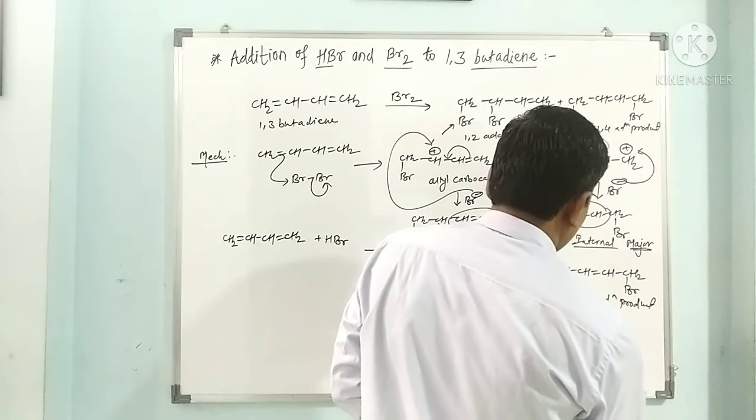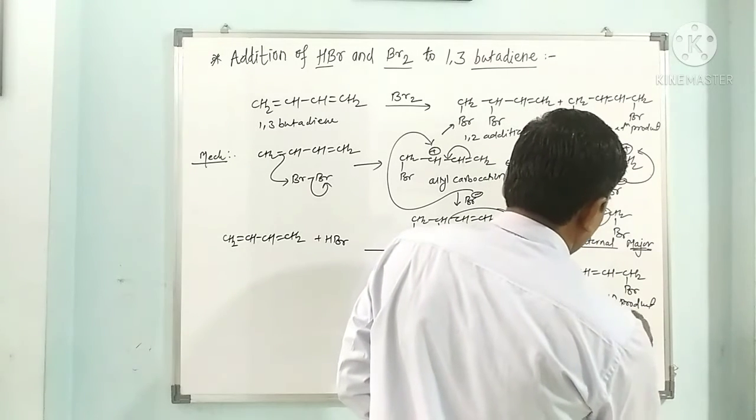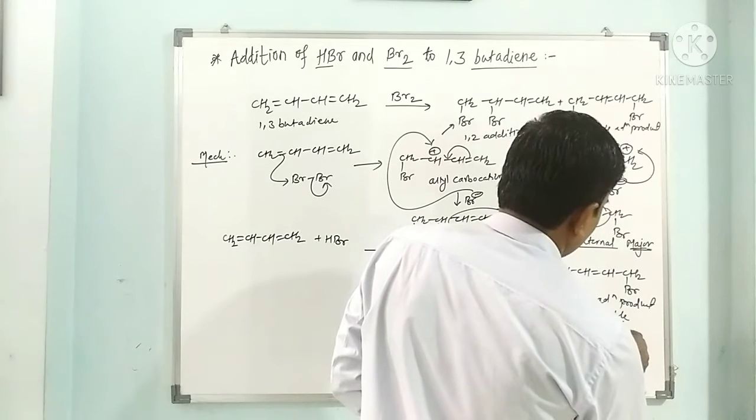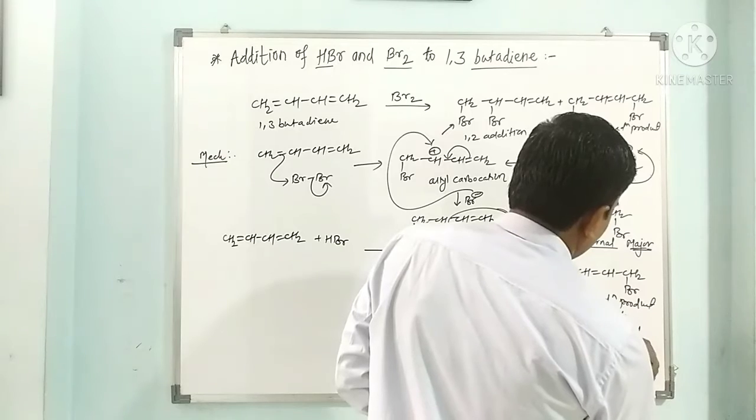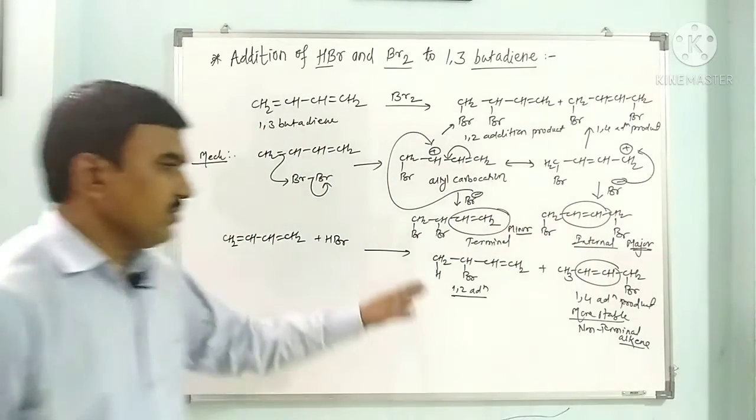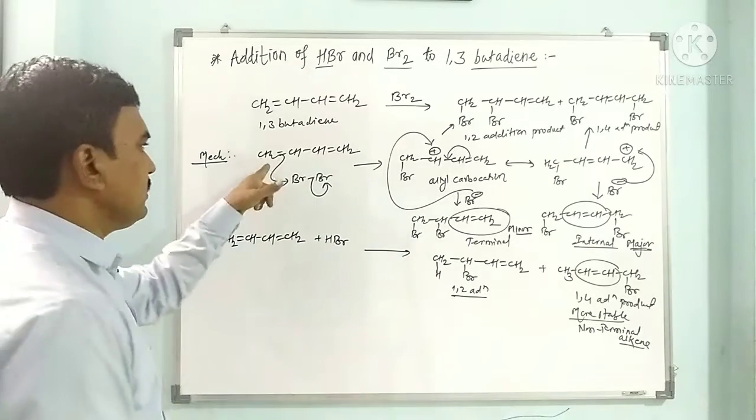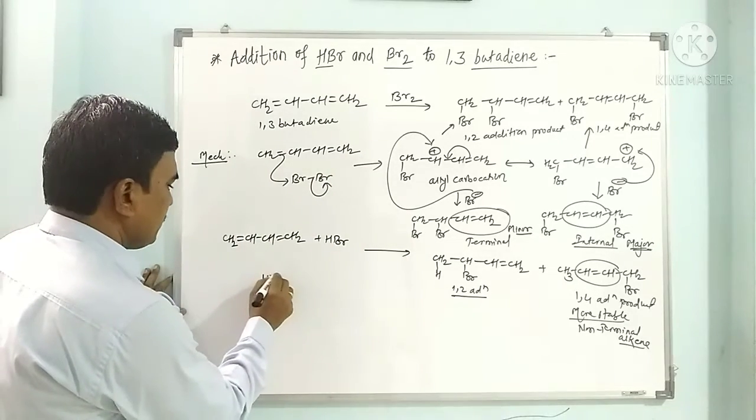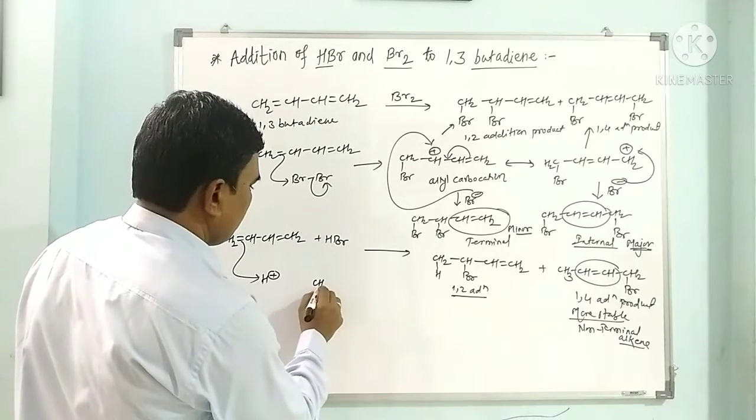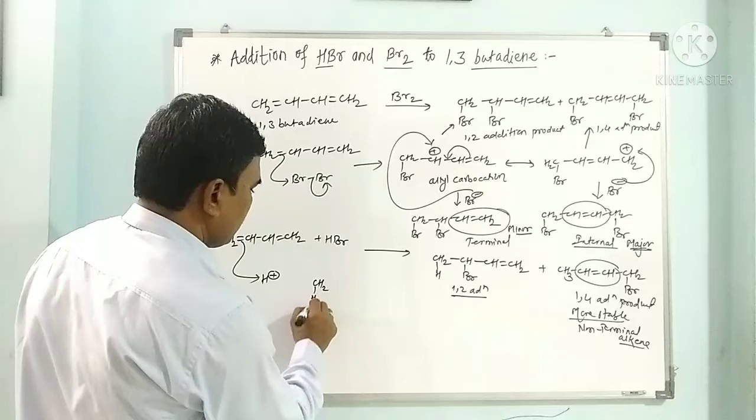This is more stable because of the non-terminal alkene. So the double bond is internal. How does it form? In the same way, this attacks on the H plus ion and we get this carbocation CH2, that is here this H.